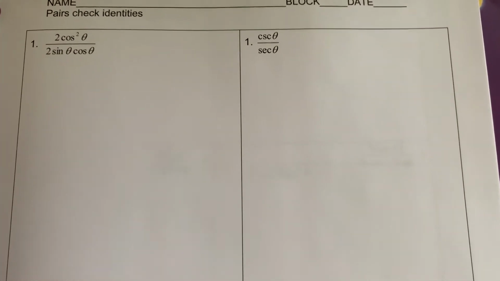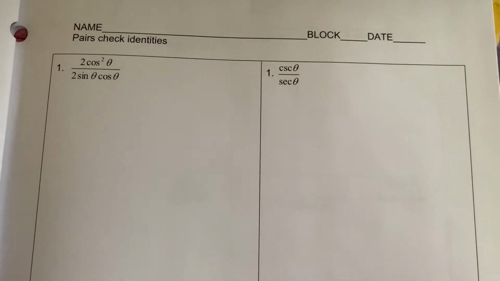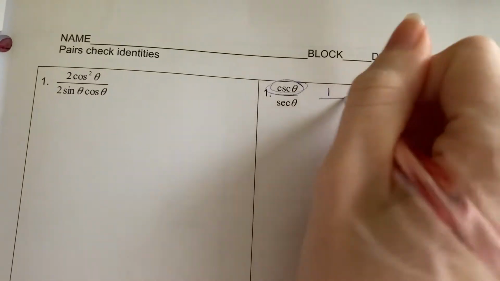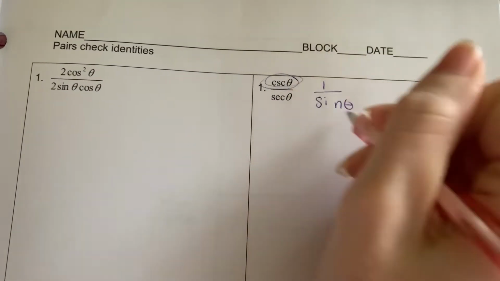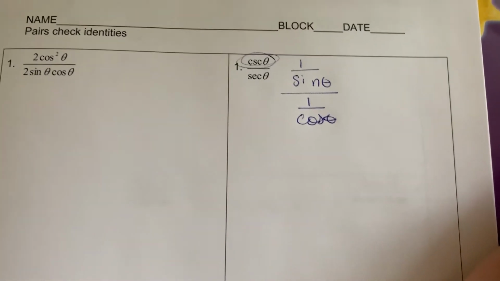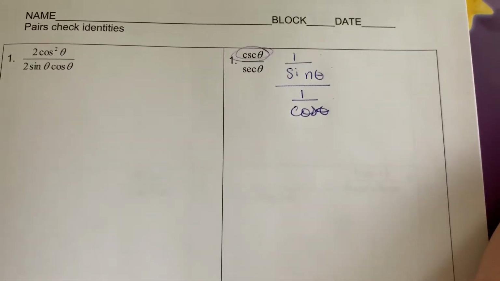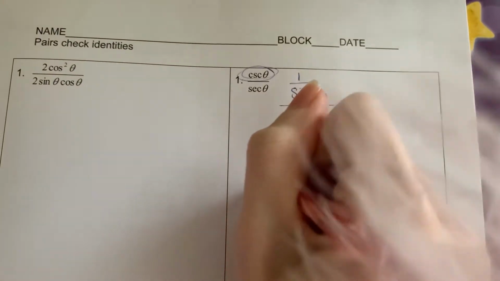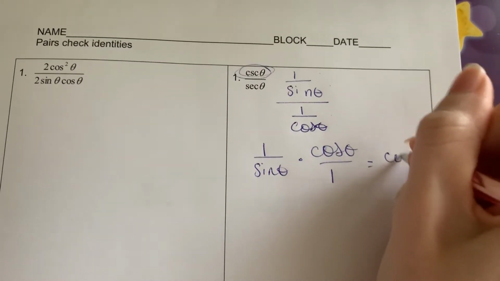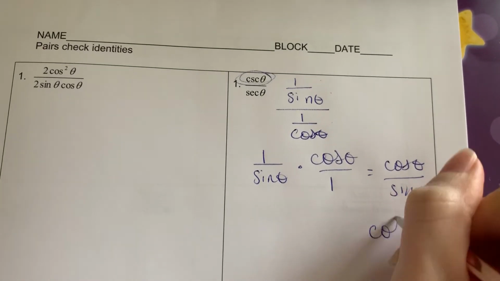I'm going to do some B's because I'm Bowen, and it's going to be super awesome. So our cosecant, let's make that a 1 over sine. And our secant, let's make that a 1 over cos. Now look at that. It is a complex fraction. So let's think about what that means. Division means multiply by the reciprocal. So now I have 1 over sine times cos over 1, which is cos over sine. A little cotan.